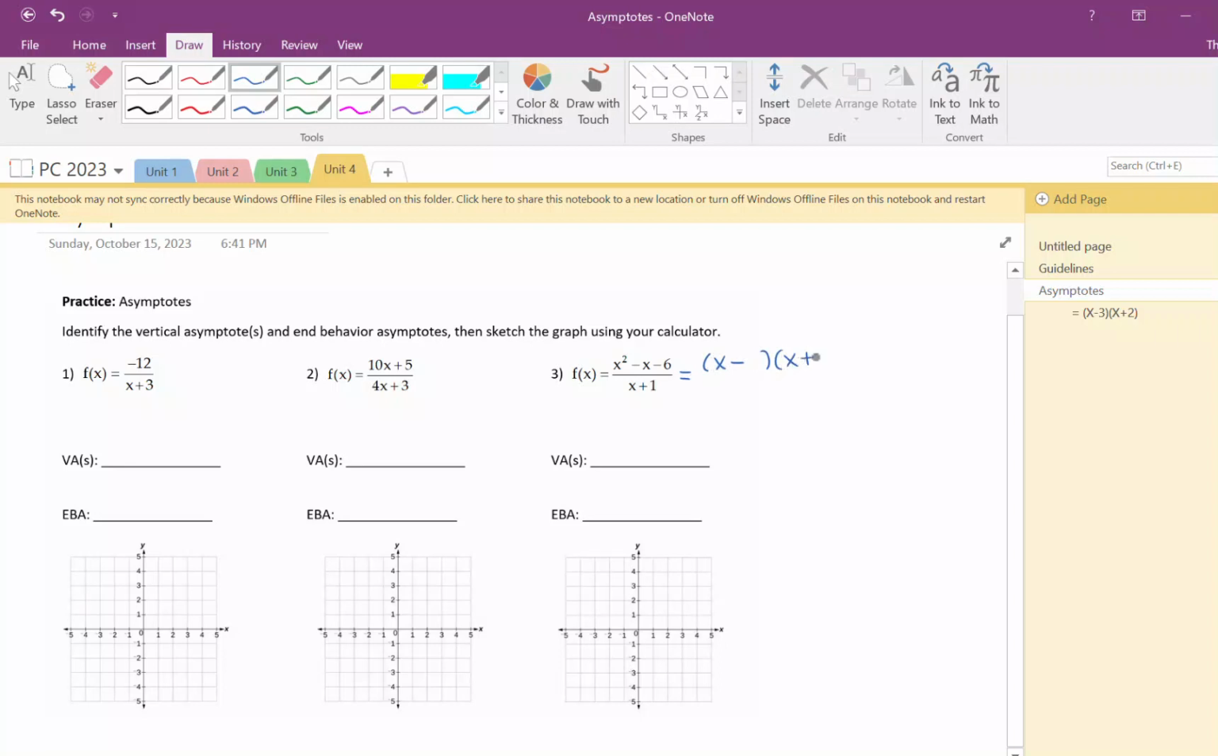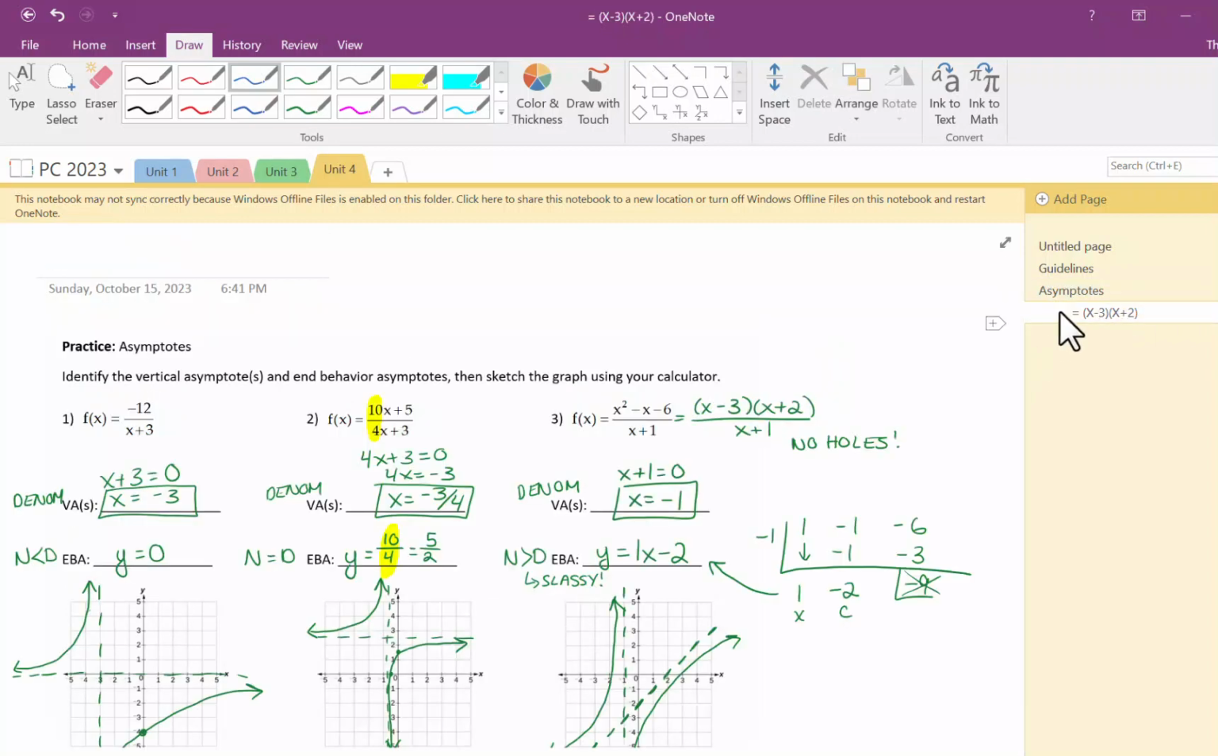into two factors. Our factors are going to multiply to -6 and add up to -1. So it's going to be -3 and 2, and x plus 1 is still going to be on the bottom. So we factored. There are no common factors in the numerator and the denominator, so technically factoring didn't really help us in this situation, but we can see that there are no holes. Okay, so two things that we want to find are the vertical asymptotes and the end behavior asymptotes.